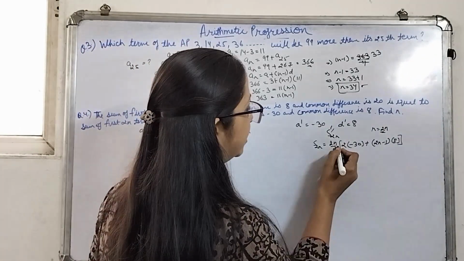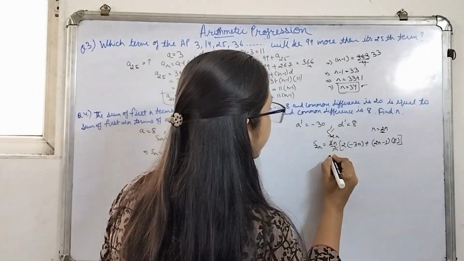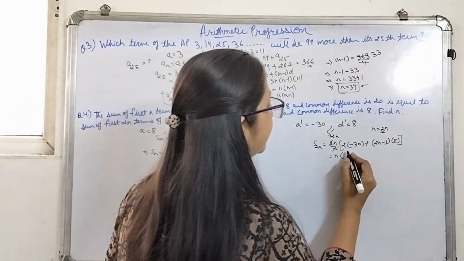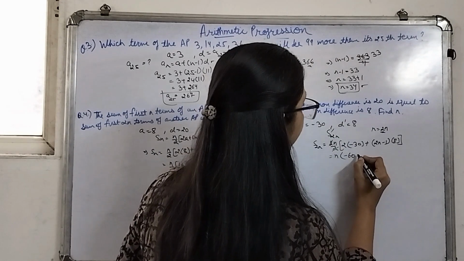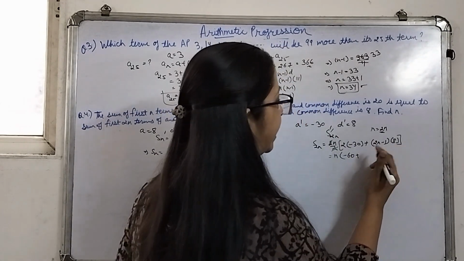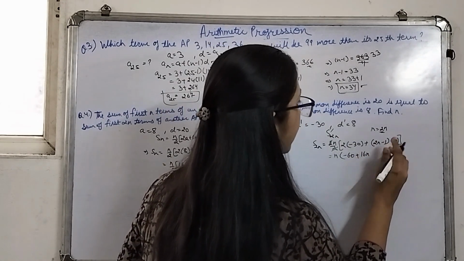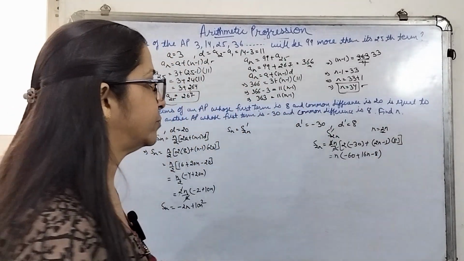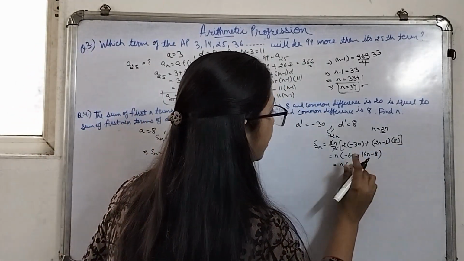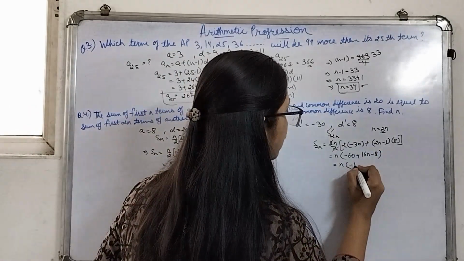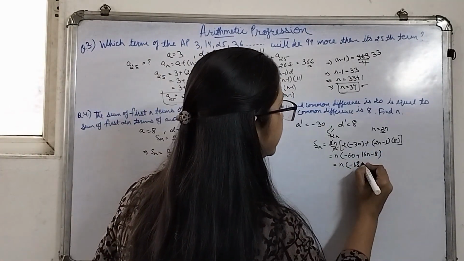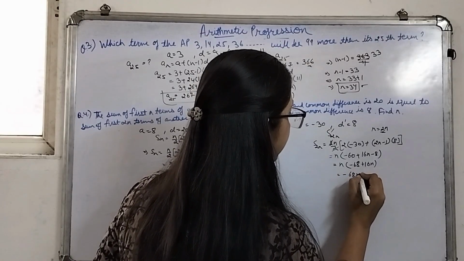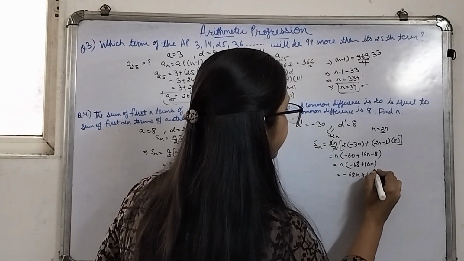Now if we solve it further, this 2 and 2 are going to cancel. It will become n multiplied by 2 multiplied by minus 30, which is minus 60, plus 2n multiplied by 8, which is 16n, and minus 1 multiplied by 8 will be minus 8. That could be written as minus 60 minus 8, which is minus 68, plus 16n. That means minus 68n plus 16n square.